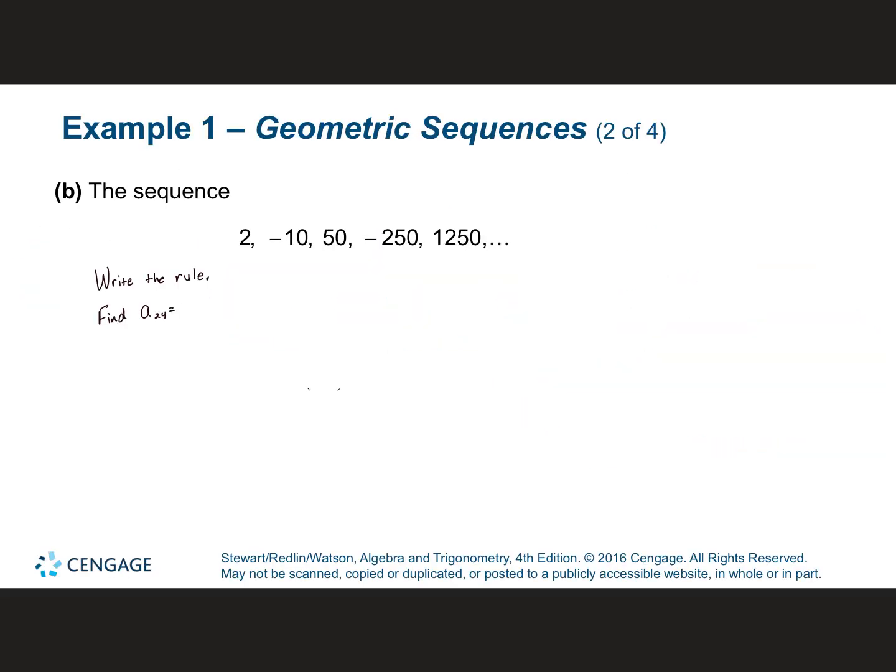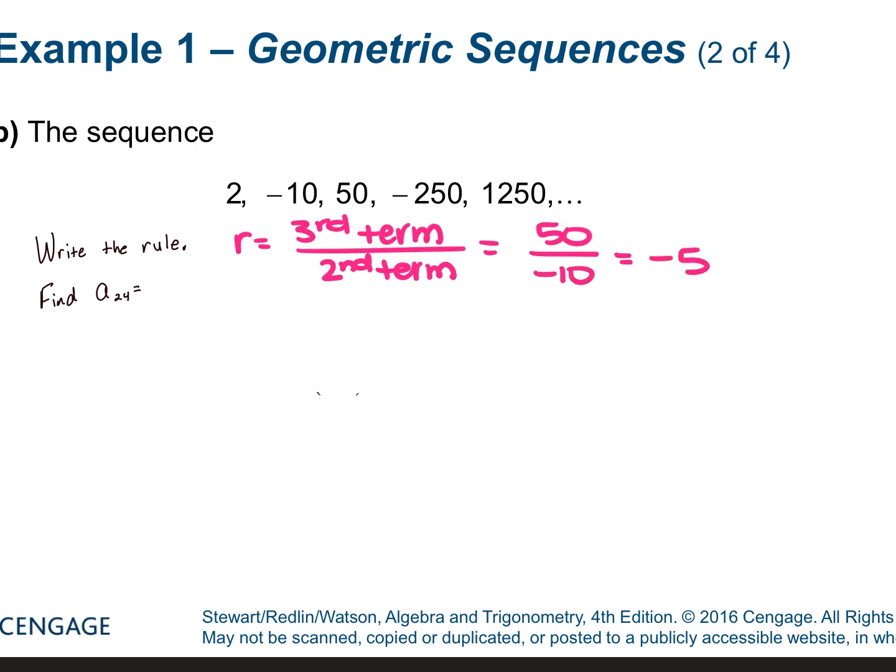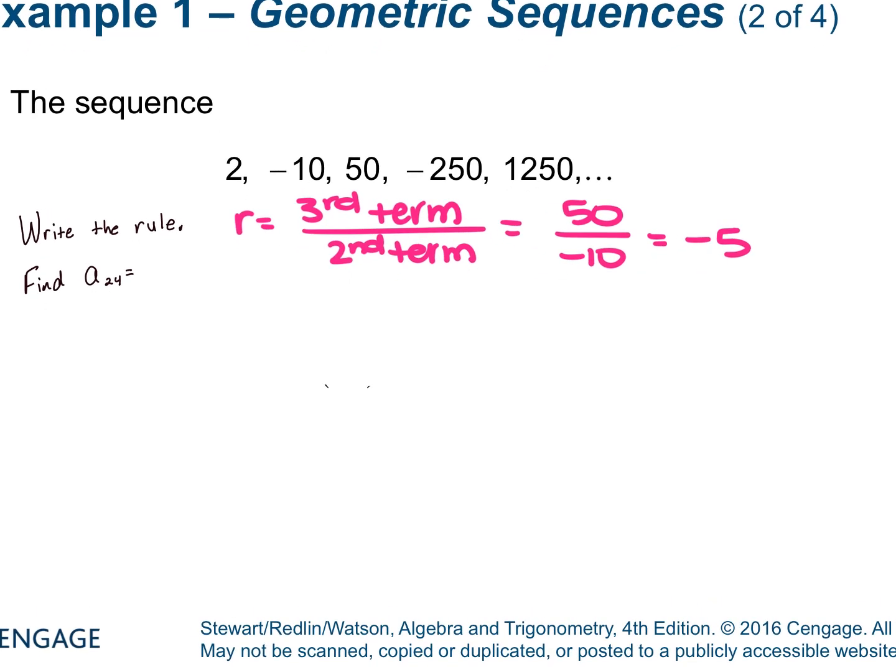Next example, we have the sequence 2, negative 10, 50, negative 250, 1,250. So to get our r, remember r we said is the third term divided by the second term. That's going to give us 50 divided by negative 10, which is negative 5. So r is negative 5 in this case. Our a sub 1, or first term, is 2.